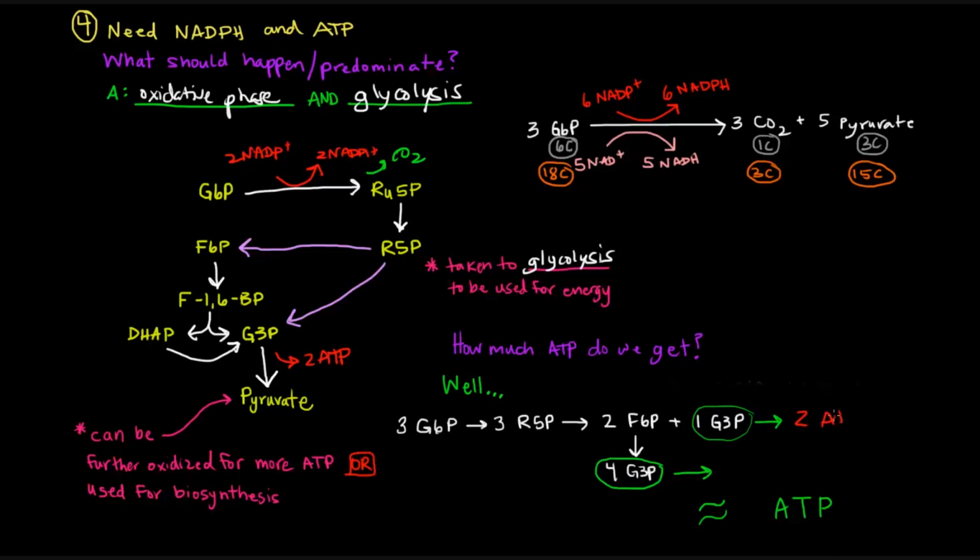So we have 2 ATP here from that one glyceraldehyde 3-phosphate, and these two fructose 6-phosphates, when they go through, get converted to fructose 1,6-bisphosphate, and that is split into DHAP and G3P. DHAP has to be converted into G3P. So essentially, each one of these fructose 6-phosphates gives us 2 G3Ps. So 2 G3Ps times 2 fructose 6-phosphates is 4 G3Ps, and 4 G3Ps times 2 ATP each will give us 8 ATP. So we get around 10 ATP total out of this fourth scenario.